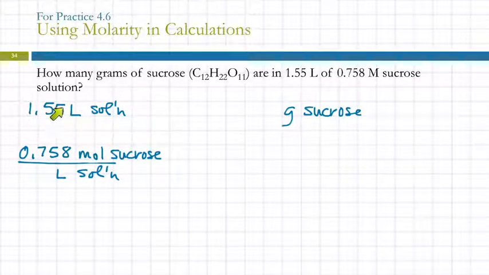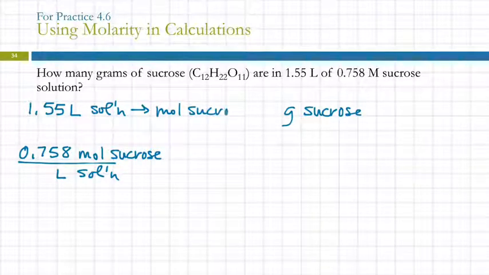So we're going to start with this one. We're trying to get from liters of solution to grams of sucrose. We can't do that in one step. But the molarity allows us to do what? Go from liters of solution to moles of sucrose. So we can go from liters of solution to moles of sucrose using the molarity. Can we get from moles of sucrose to grams of sucrose? Yeah, that's the molar mass. Okay? So write out the path. Once we've got that taken care of, the rest of it's not so bad.